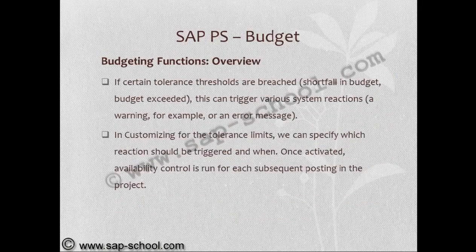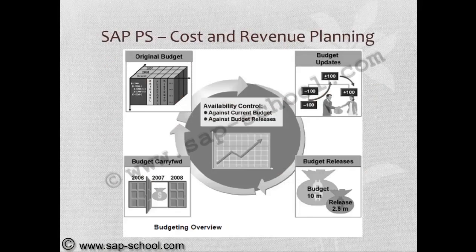If certain tolerance thresholds are breached, that means the shortfall in budget is exceeded, this can trigger various system reactions, a warning or an error message. In customizing for tolerance limits, we can specify which reaction should be triggered and when. Once activated, availability control is run for each subsequent posting in the project.